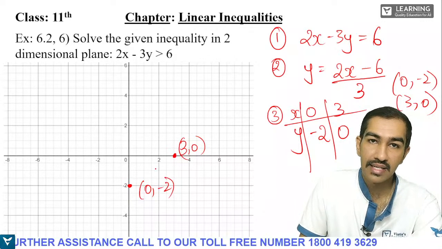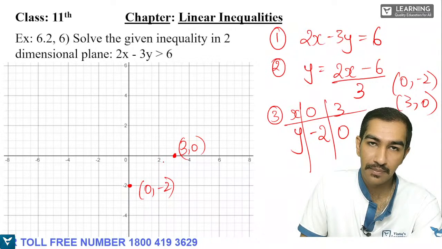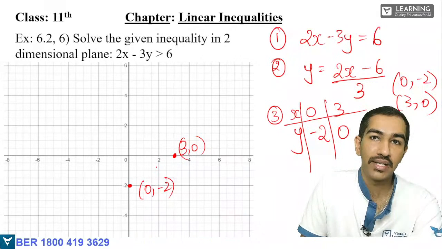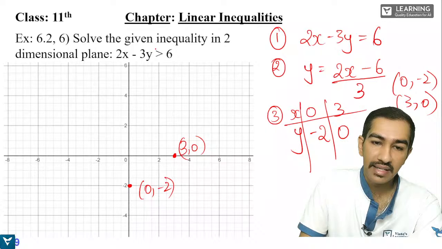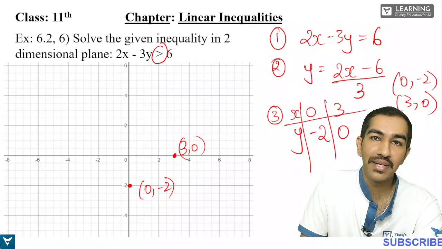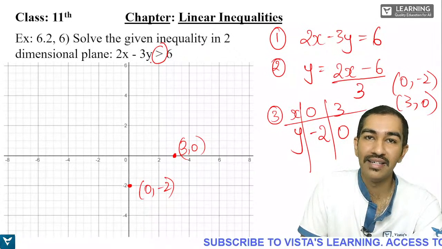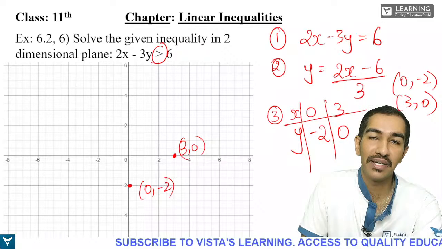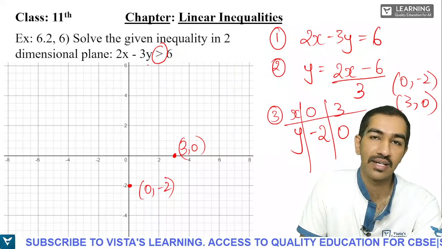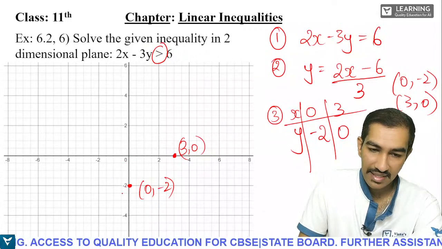Join these both points. But before joining the points with a line, have a look at the inequality. Do you find equal to symbol here? Equal to symbol is not there. So how should the line be? Yes, the line must be non-continuous. It should be dotted, or a dashed line you have to use. So take a scale.